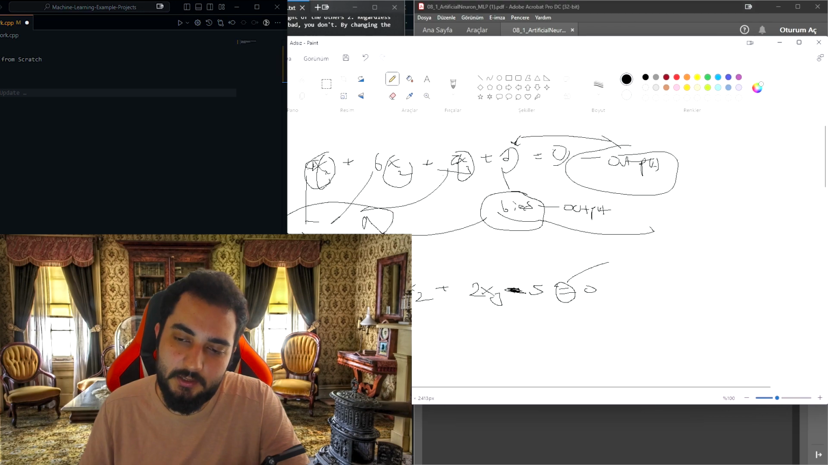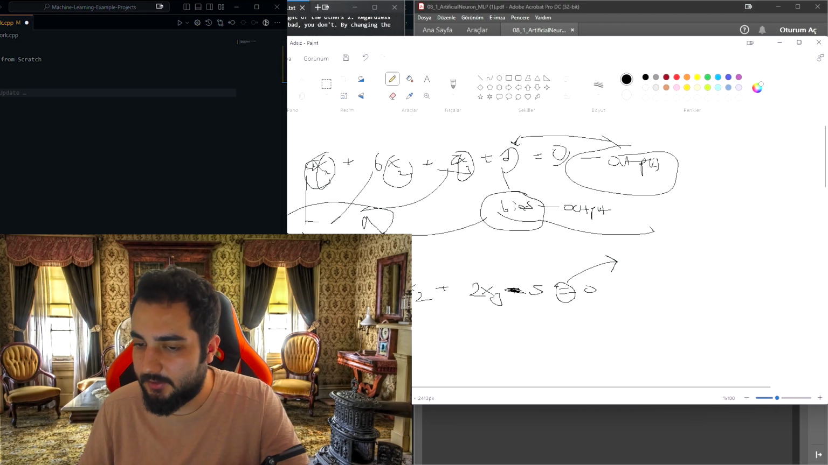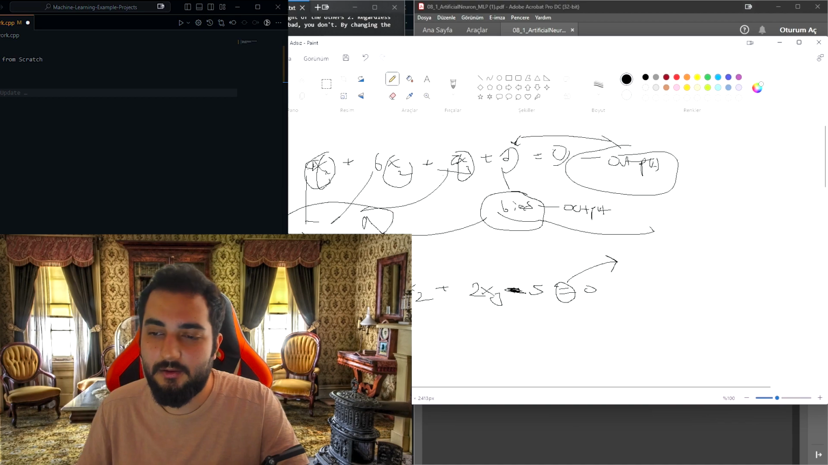So this is the conflict. We shouldn't say equal, because it's now not an equation, it is a neural network threshold check. So we should check whether it is bigger than or smaller than 0.